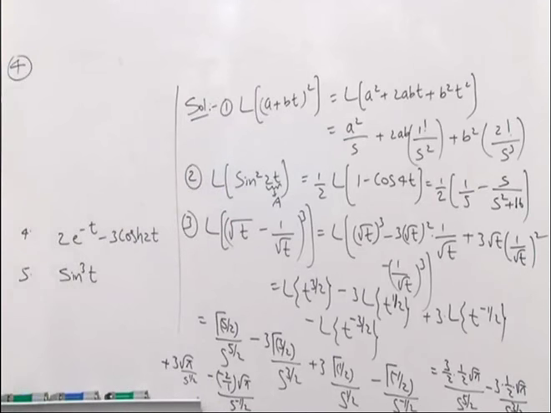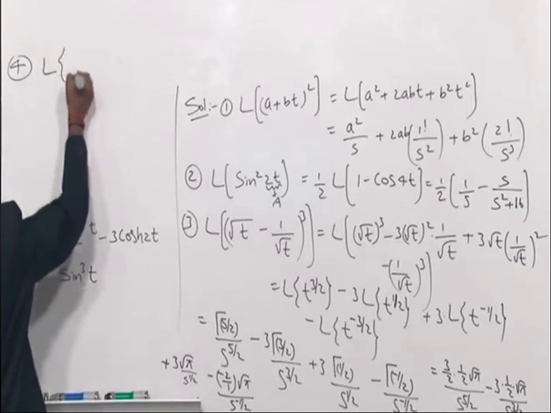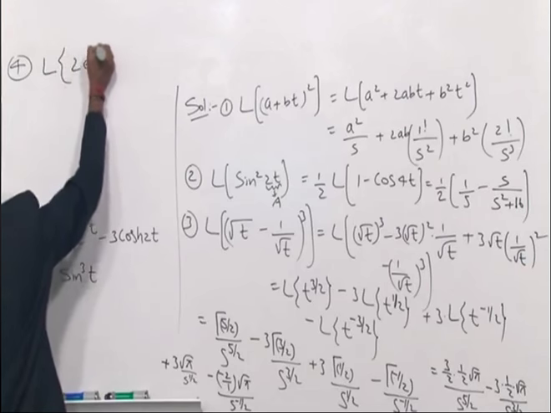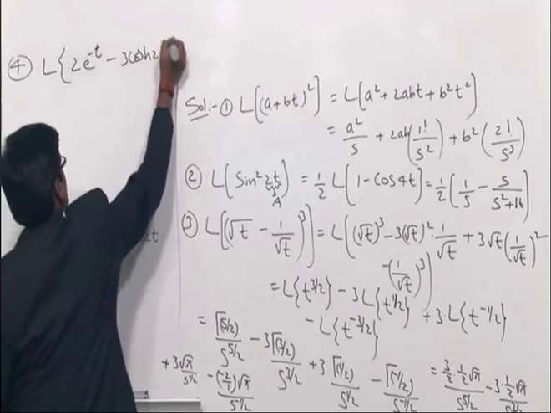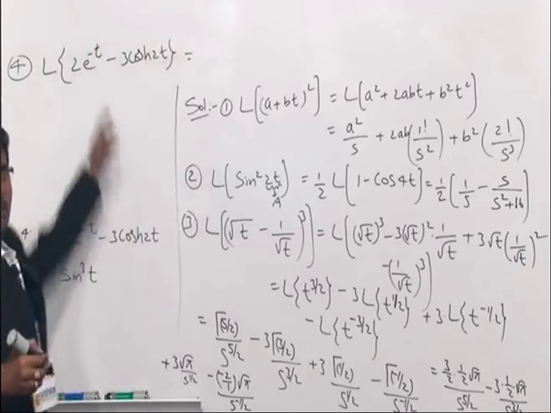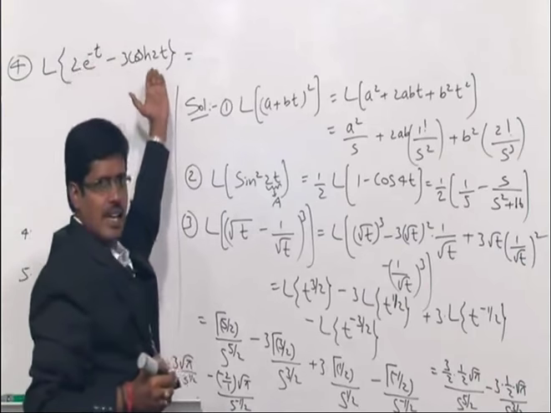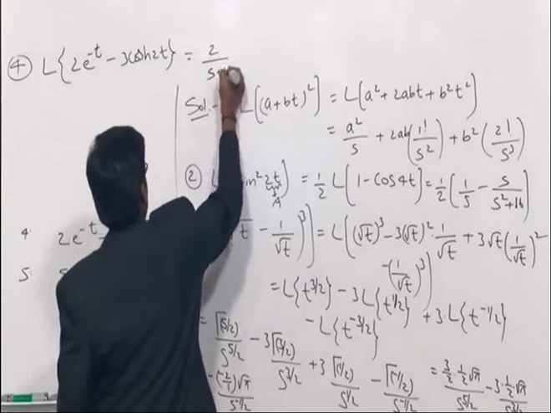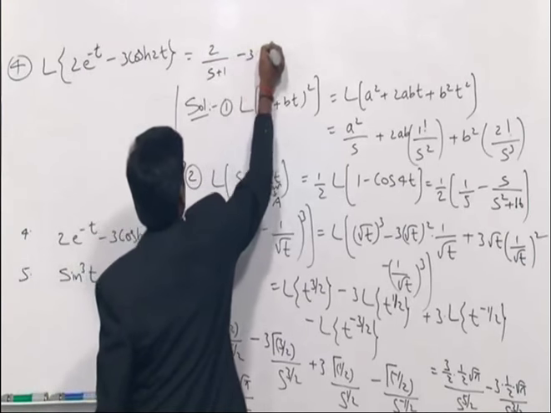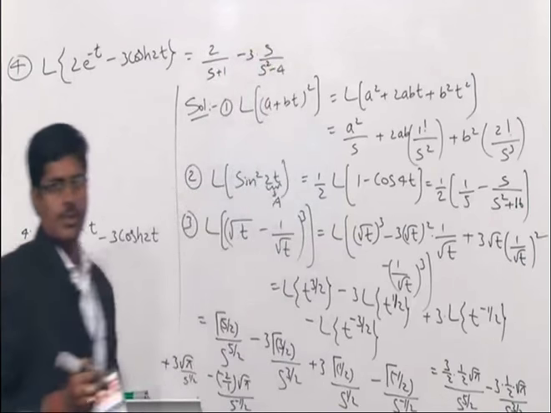Fourth one. L of 2 times e power minus t minus 3 cosh 2t. Using e power at, a is equal to minus 1, or e power minus at, a is equal to 1, and cosh at, a is equal to 2. So 2 times 1 over s plus 1, minus 3 times cosh at, s over s square minus a square, that is minus 4.